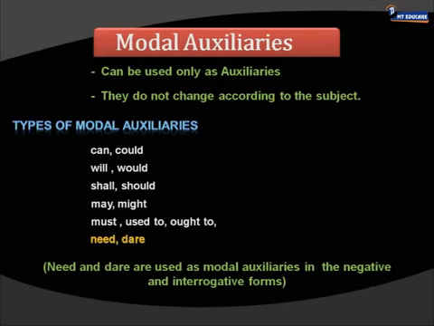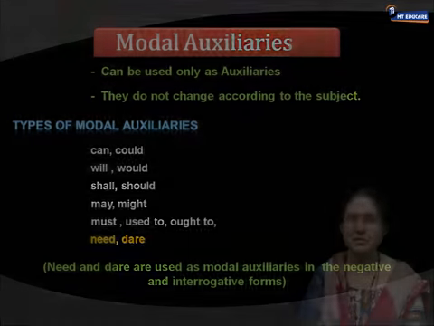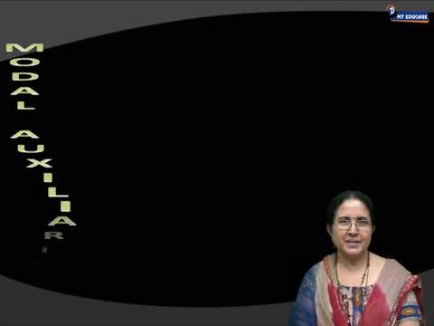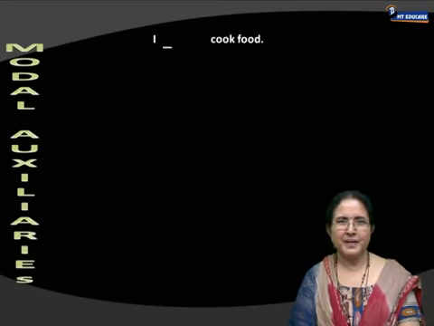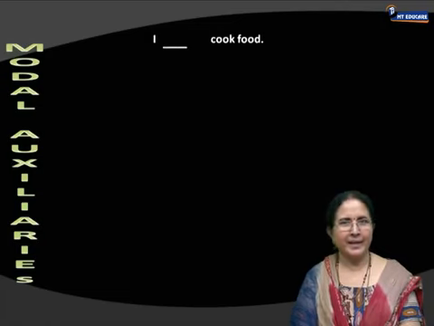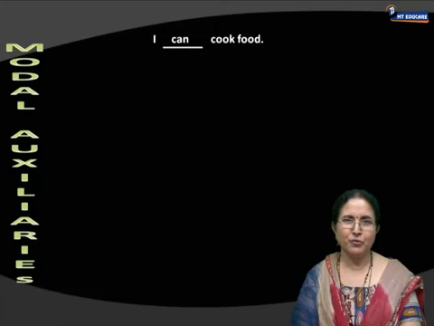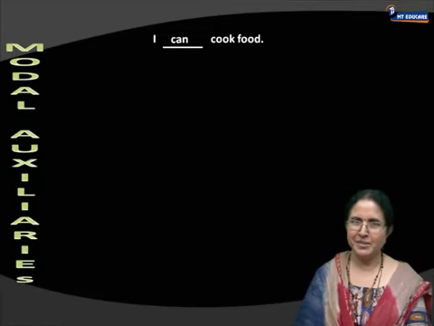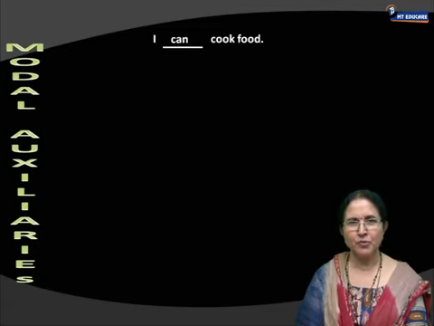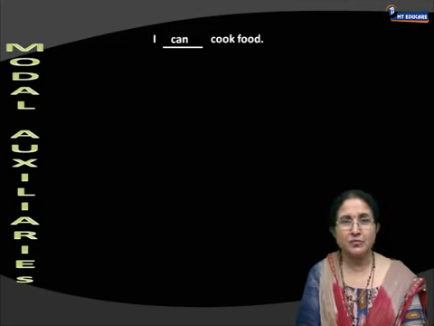I hope this is clear, children. 13 auxiliaries, and I'm going to introduce them to you with all the details. These are the modal auxiliaries. We begin with, you see this here, I dash cook food. Now I can say, I can cook food, I could cook food, I may cook food, I might cook food. You remember those 13, I shall cook food, I should cook food. Then the 13 follow. But each one is used in a different way.